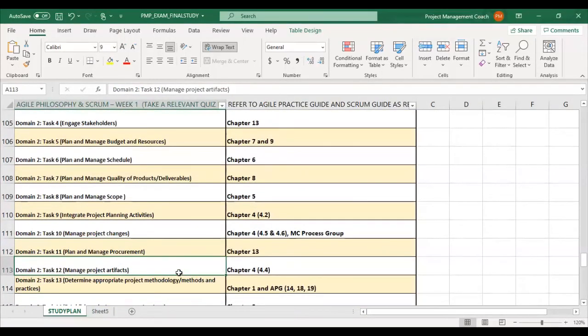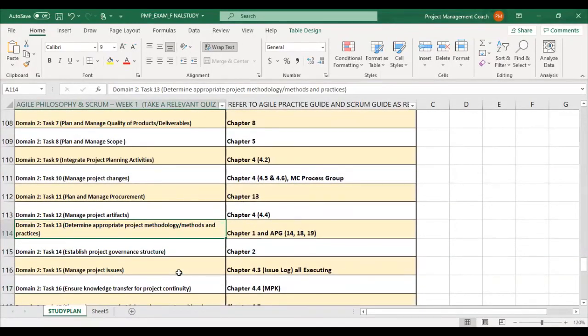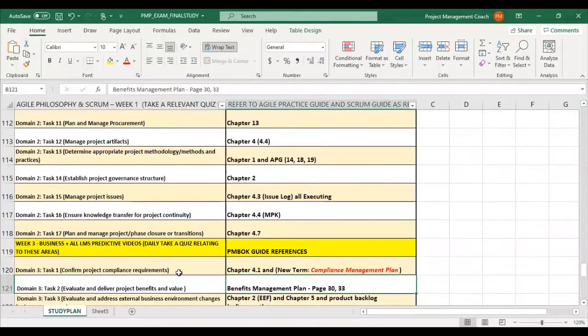Plan and manage procurement, chapter 13. Manage project artifacts, of course, chapter 4. We're talking specifically about 4.4. Determine appropriate project methodology. You could look at chapter 1. You could look in the Agile Practice Guide, page 14, page 18, 19. Those are heavy. Talking about task 14, it's really more chapter 2 heavy. Manage project issues, chapter 4, 4.3 to be precise, where we have direct and manage project work. But bear in mind that this happens all throughout the project. Ensure knowledge transfer, again, 4.4. We could also refer to 4.7. And then plan and manage project phase closure transitions. That's 4.7 as well. And that's it for the process piece.